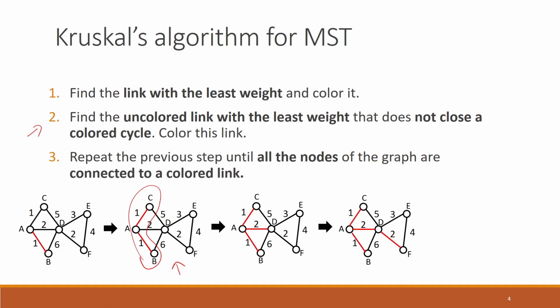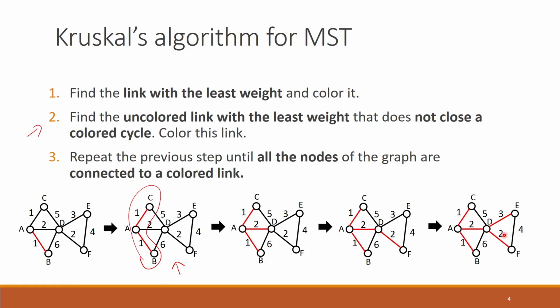Now after that we will be selecting link DF, because this link has the least weight among all the uncolored links, and by selecting it we do not form a colored cycle. You can see here that these links that we have selected so far, AB, AC, AD and DF, are not forming any cycle anywhere, okay. So there is exactly one path which is connecting every pair of nodes here, okay. After that we will be selecting this link DE, okay, because this has the least weight among all the links that have not been colored so far, and by selecting that link we do not form a colored cycle.